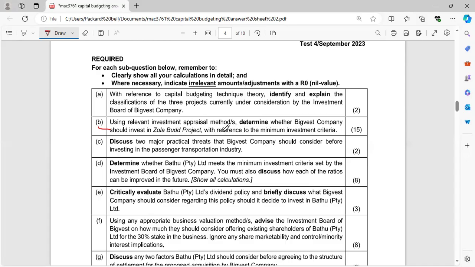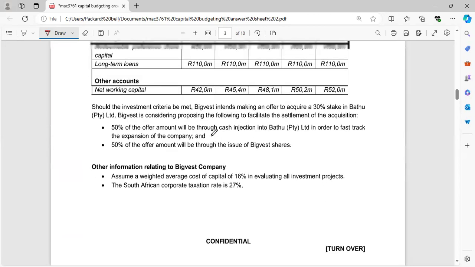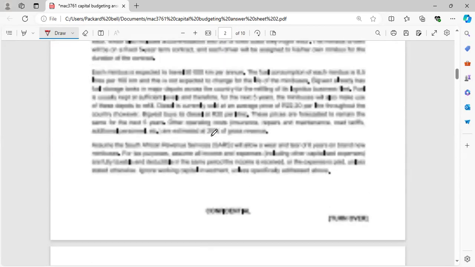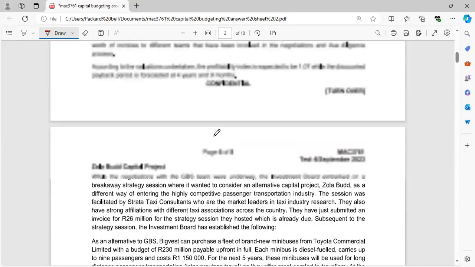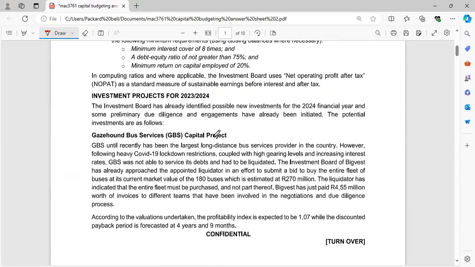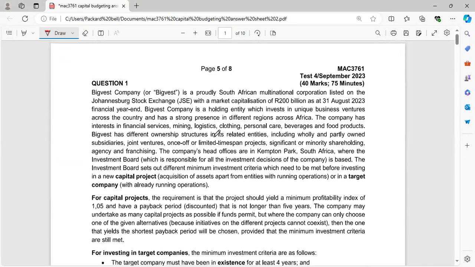So in our B, they say using relevant investment appraisal methods, determine whether Bidvest company should invest in Zolabad project with reference to the minimum investment criteria. So this is what we are going to look at. Right, so let's go to the story and see what they are saying.